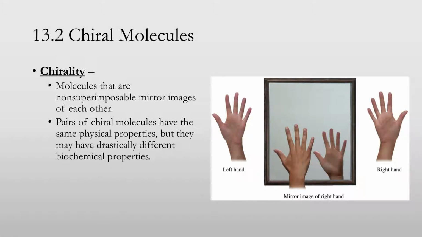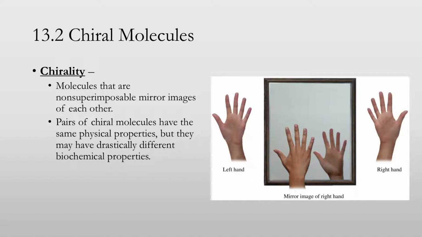Section 2 is on chiral molecules, and honestly this subject belongs more in an organic chemistry unit, but nevertheless your book puts it in this chapter, so I'm going to cover it here. And so chirality is a chemical occurrence, I guess, in which two molecules can be mirror images of each other, but non-superimposable.